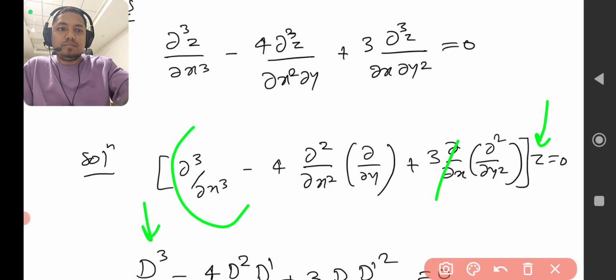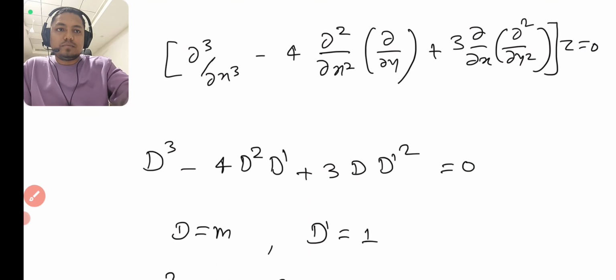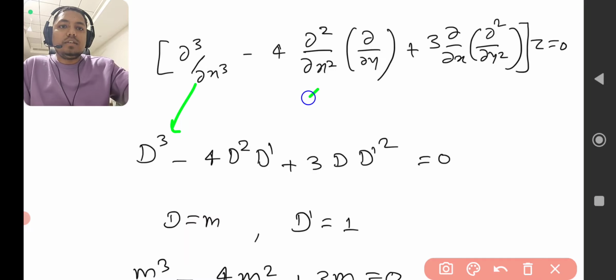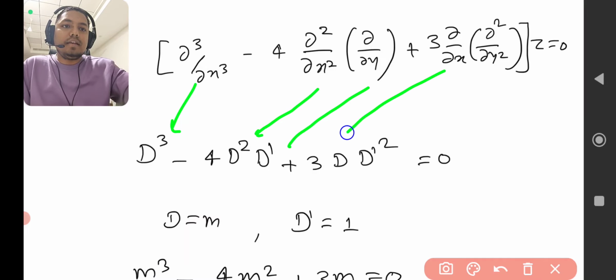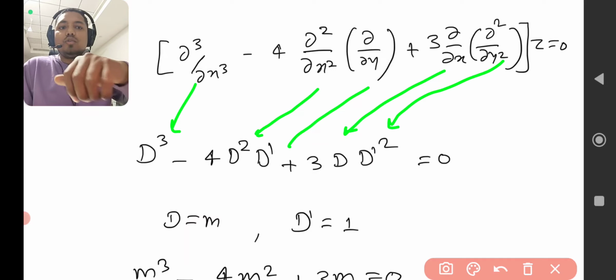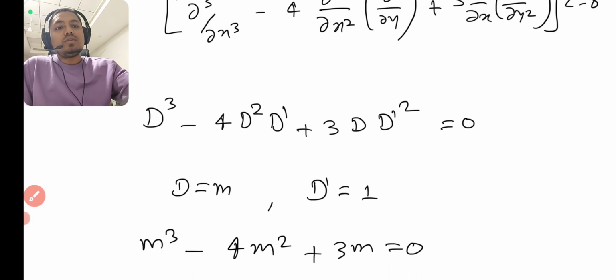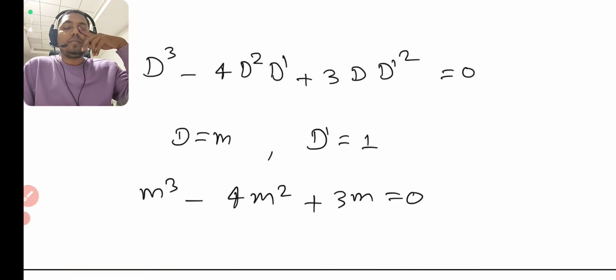After taking z common, this term you will make as D cube, and here this term you will make as D square, and this bracket term D prime, and here again D prime square. Okay, so now this became a cubic equation. Now I have taught you how to find the root of a cubic equation when I was teaching you ODE. So use that concept and find it out.